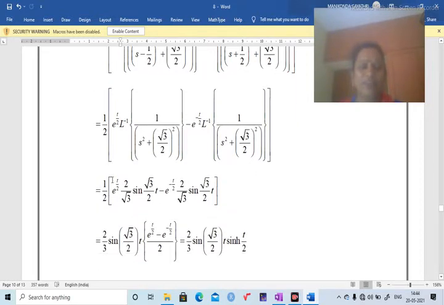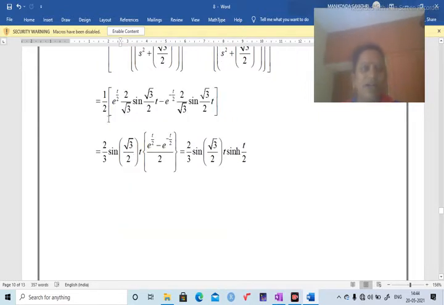e^(t/2) into, this is sin(root 3 by 2 t) divided by root 3 by 2. But the fraction reciprocates, that's why 2 by root 3. Similarly, this is also 2 by root 3 into sin of (root 3 by 2) into t. Take this common and write down the remaining terms. Observe, here 2 by root 3 is there.